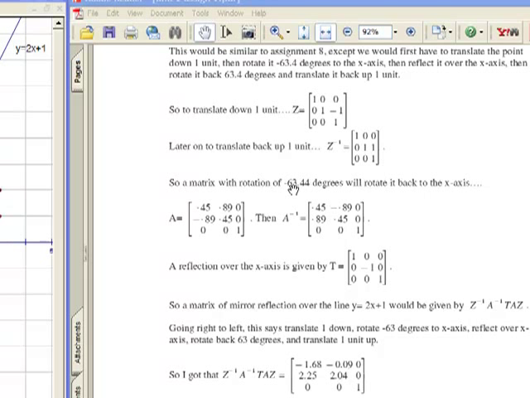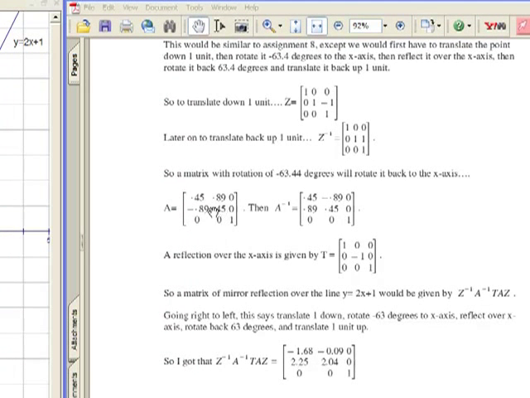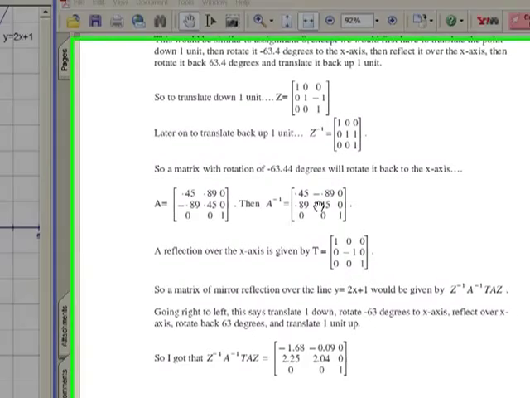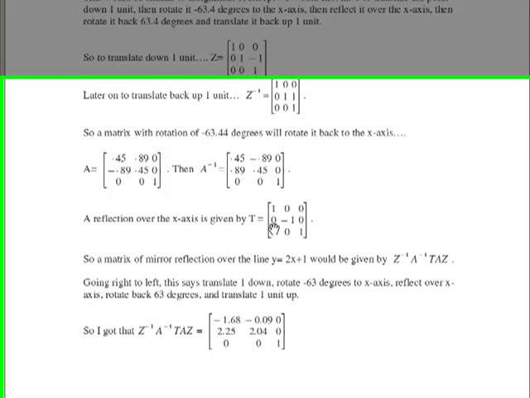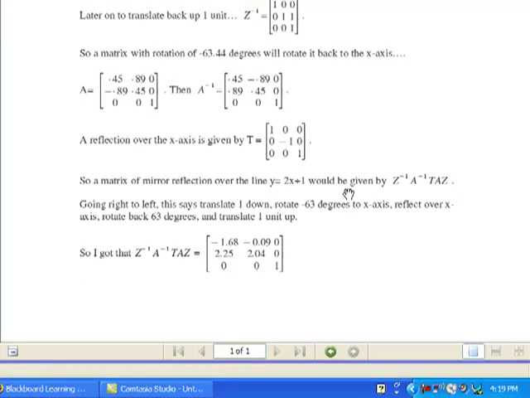You plug negative 63.44 into cosine, negative sine, sine, and cosine. That gives us this matrix, which rotates it negative 63.44 degrees. Then A inverse rotates it back 63.44 positive degrees. And lastly, the reflection T over the x-axis is given by [1, 0, 0; 0, -1, 0; 0, 0, 1]. So when we do this matrix multiplication, you always go from right to left.